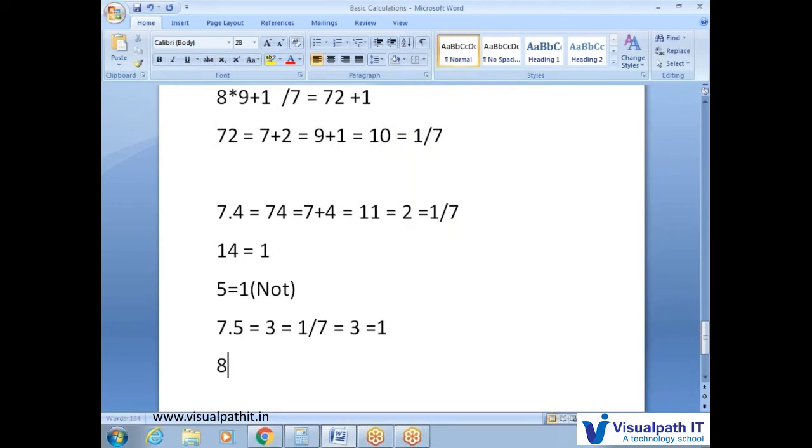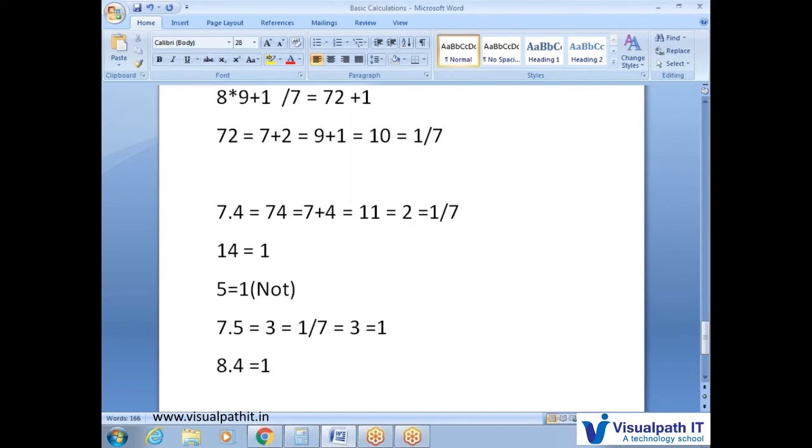And option C is 8.4. So 8.4 is 84. 84 means a 2 digit number, so 8 plus 4 means 12. 12 means 3. 3 equal to 1 by 7? So again 3 is not equal to 1. Option C is also not satisfied.